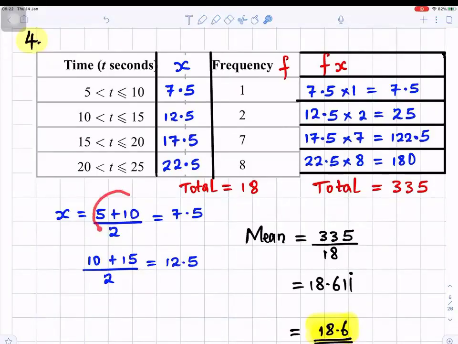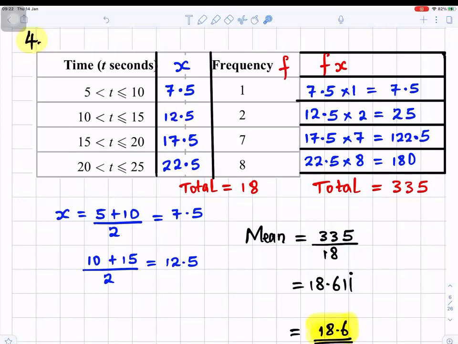So we will add 5 plus 10 divided by 2. That'll give us 7.5. So for between 5 and 10 seconds, we choose 7.5. Between 10 and 15 seconds, we will add 10 plus 15 and divide by 2. That will get us 12.5. Between 15 and 20, we'll get 17.5. And between 20 and 25, we'll get 22.5.